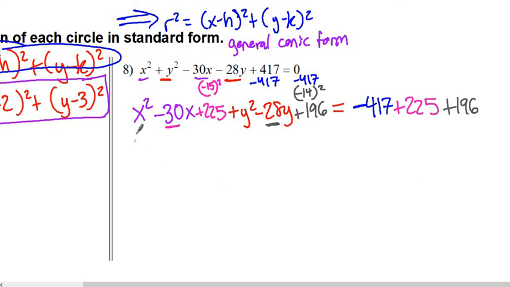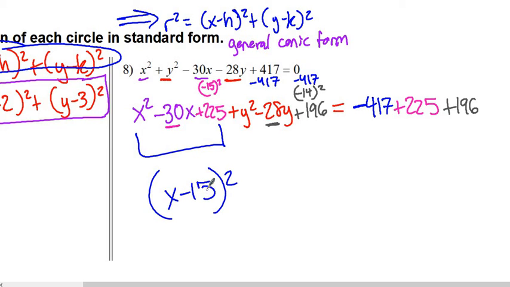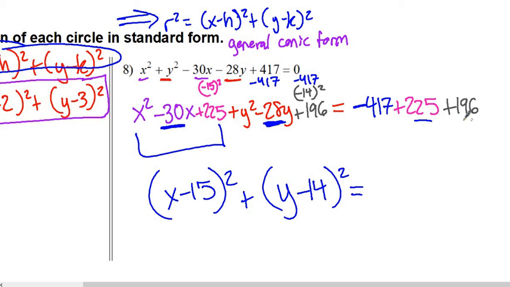And now we can complete the square. So now this is a perfect square, and it is x minus 15 squared. Where did minus 15 come from? Minus 15 was half of that number right there. And then right here, try and see if you can finish the rest of it from this point. So this one right here, minus 28, half of that is minus 14. And then finally on the other side, we have 225 plus 196 is 421. And then minus that 417 is positive 4.